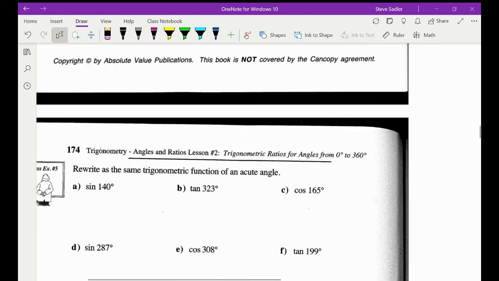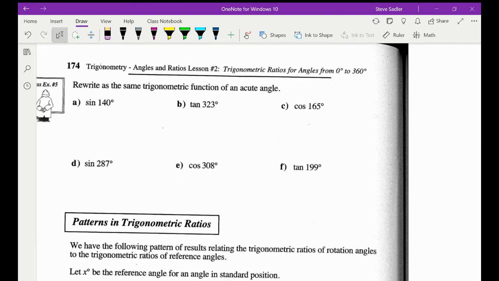let's move over to rewriting the same trigonometric function of an acute angle. So what we're doing here is we're rewriting the trigonometric function using the reference angle, and it should give you the same answer, but you do have to change it to be positive or negative, depending on which part of the cast rule it sits in. Sorry, I'm kind of rushing. This is a long video.